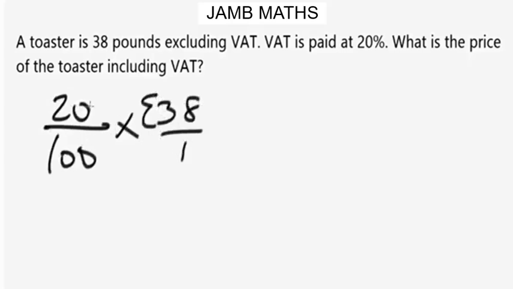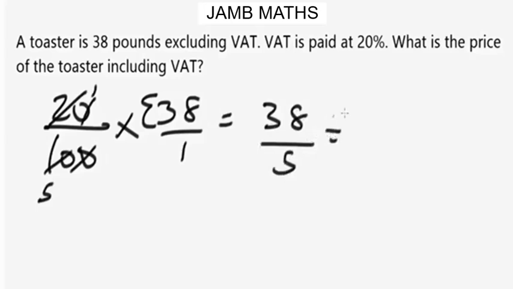So when you break this down, since this here is 5, you're going to have 38 divided by 5. So when you punch it in your calculator, you're going to have 7.6 pounds. Alright, so the VAT money is 7.6 pounds.